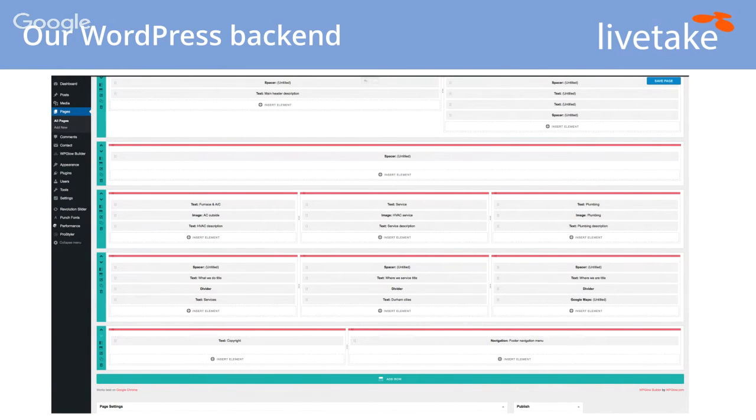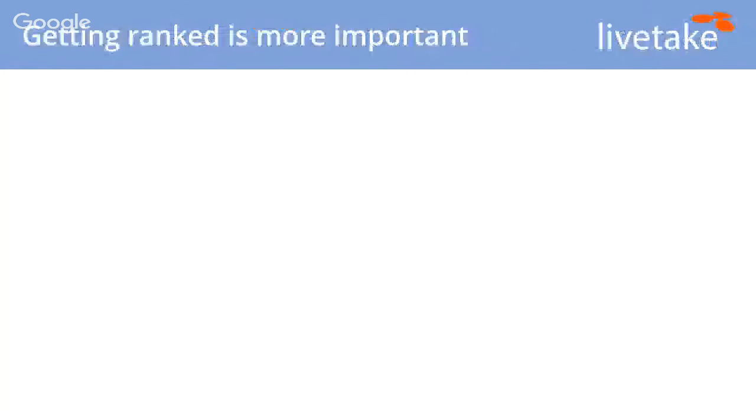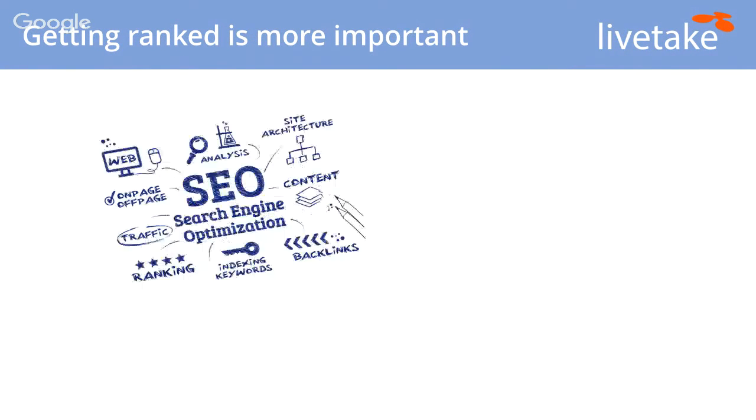So really, before you even design anything, the more important thing is that you want people to come to your site. And that's why getting ranked is actually much more important than how great your site looks, at least at the beginning. And this is where you should spend 80% of your money.